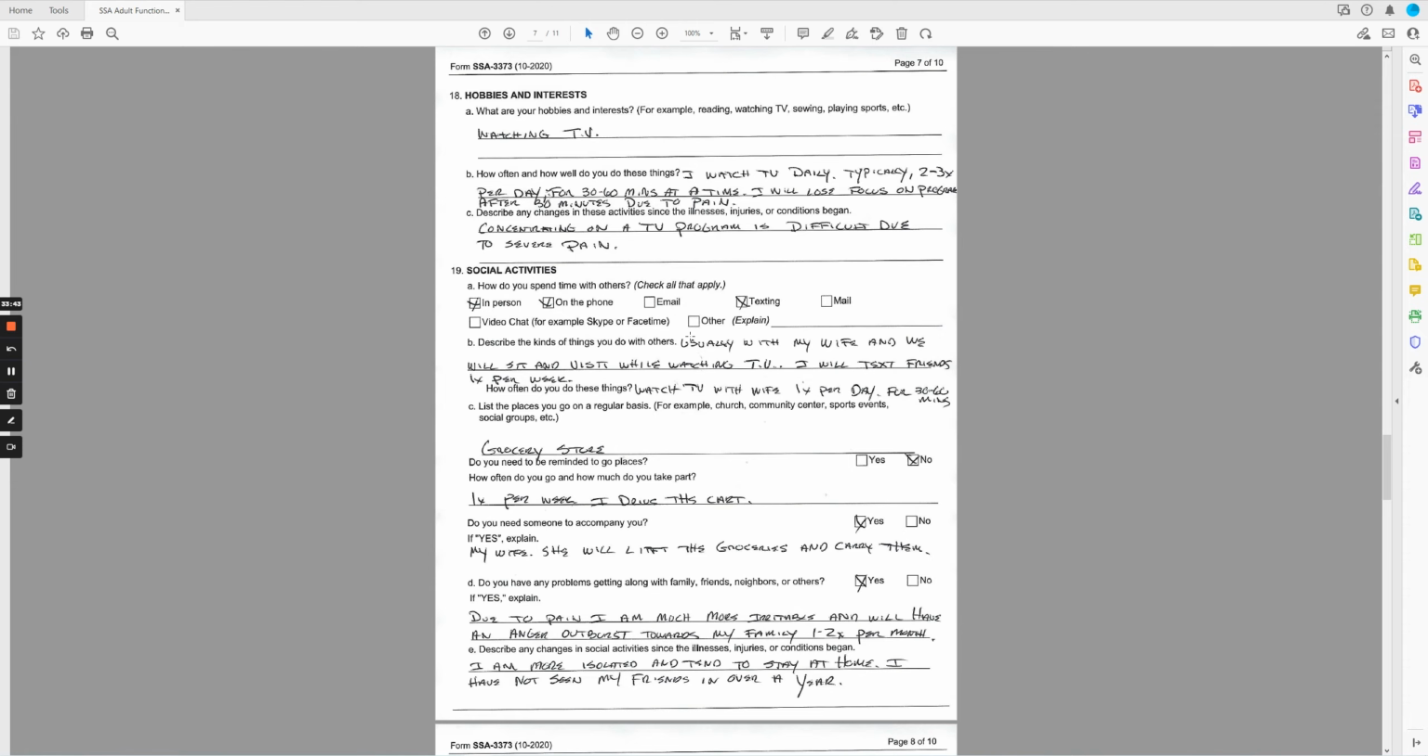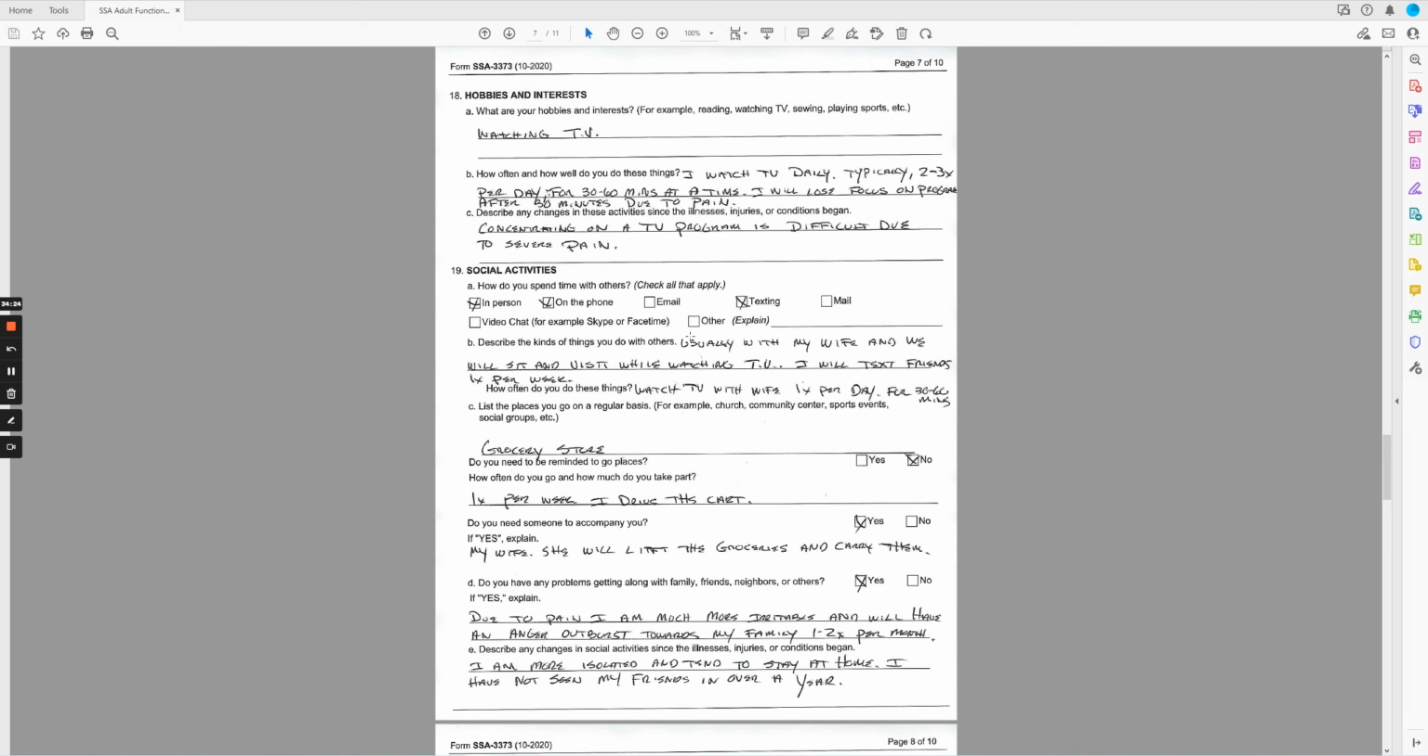Social activities, number 19 on page 7 to 10. How do you spend time with others? So, literally, how are you spending time with others? And so others is interesting because it's not saying just friends. So how I interpret this is to also include my wife or the people I live with. So you have to check in person, on the phone, or texting. And then it asks you to describe the kind of things you do with others. Usually with my wife, we will sit and visit while watching TV. I will text friends 1 time per week. How often do you do these things? I watch TV with my wife 1 time per day for 30 to 60 minutes.